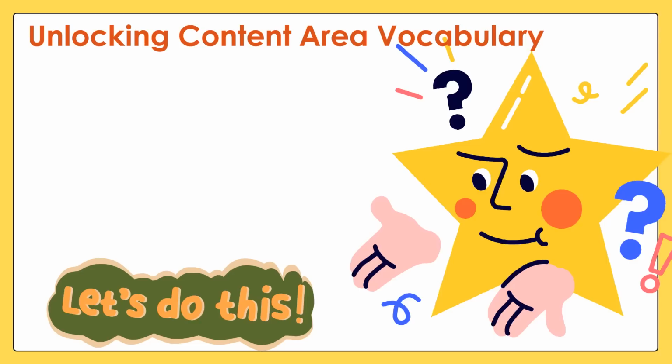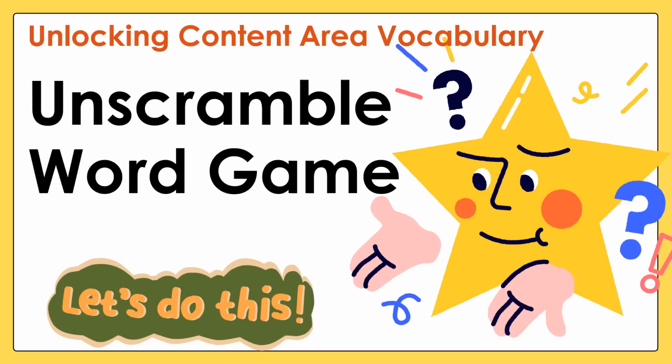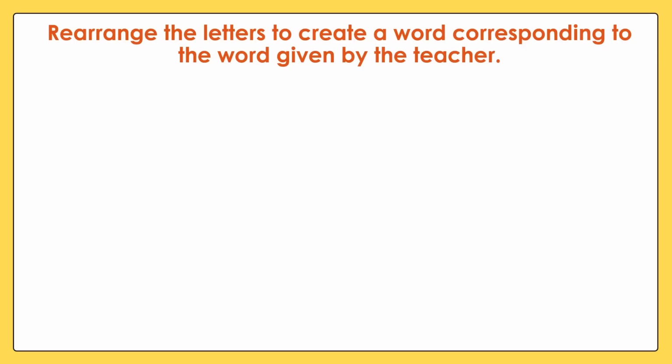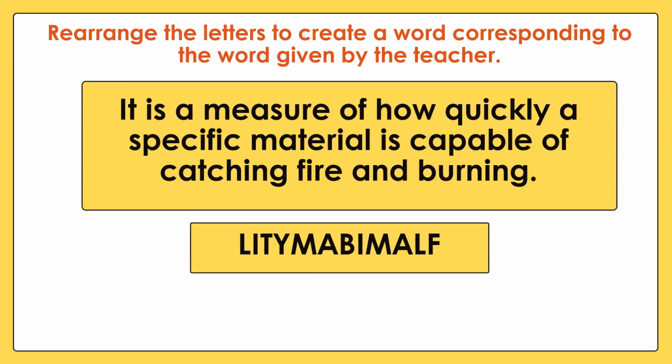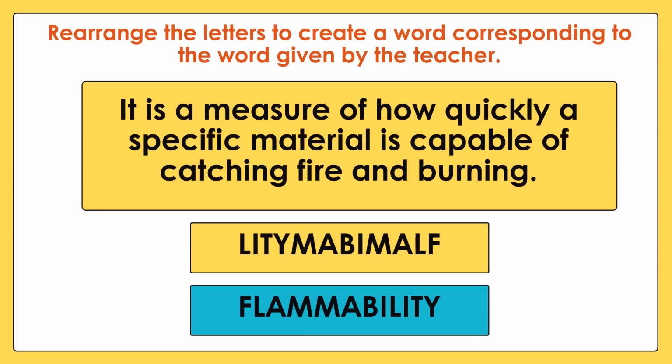Before we start the lesson, let's unlock content area vocabulary, unscramble word game. Let's do this! Rearrange the letters to create a word corresponding to the word given by the teacher. Here is number 1. It is a measure of how quickly a specific material is capable of catching fire and burning. What's the correct answer? It is flammability. Good job!